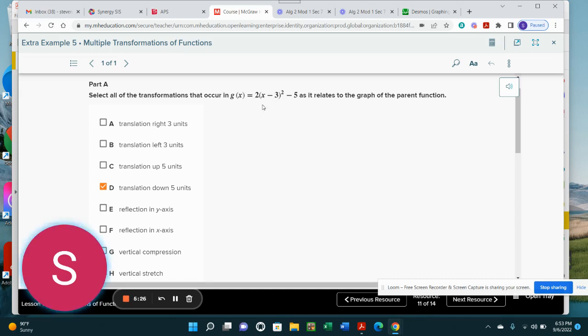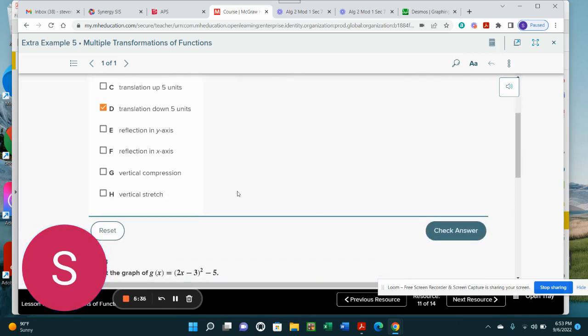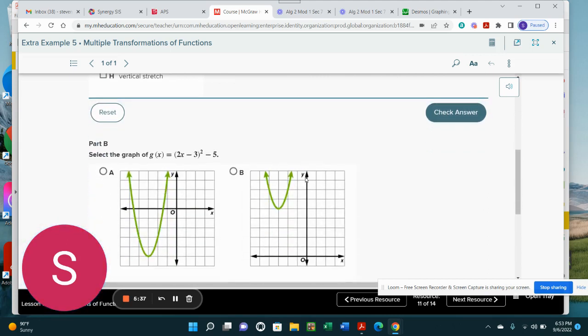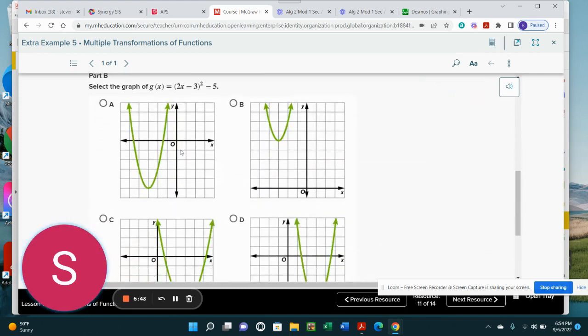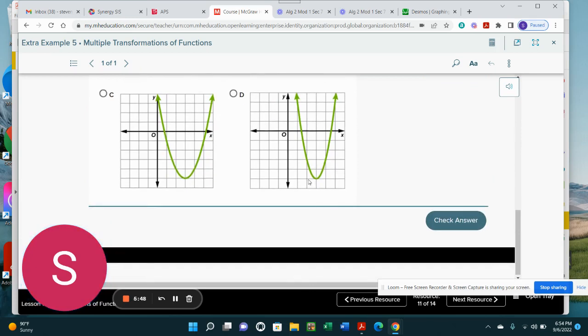So anyway, this -3 causes it to go to the right 3. So it should go to the right. We're not going to worry about reflections or anything else. But in this case, we can kind of see what's happening. So here we know it's going down 5 units. This one goes down 5 units. This one goes up 5 units. And both of these go down 5 units.